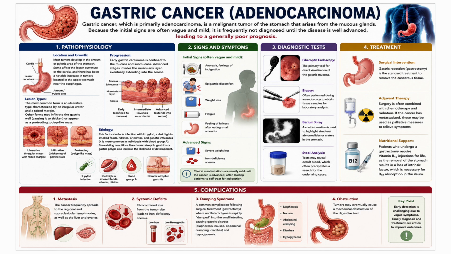Now, advanced stages present with severe weight loss, iron deficiency anemia, occult blood in the stool. And that's the reason why monitoring for those is so important. The diagnosis relies on fiber optic endoscopy with biopsy and barium X-rays to visualize the stomach lining. Treatment typically involves gastrectomy, surgical resection, paired with chemotherapy or radiation.